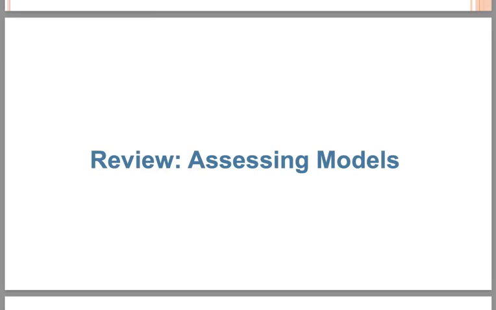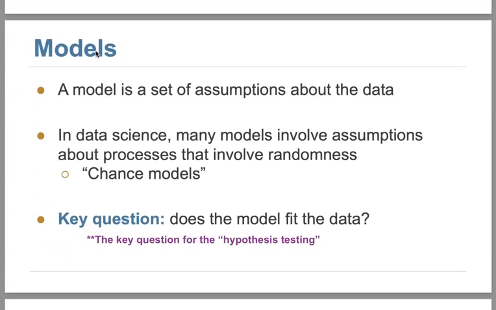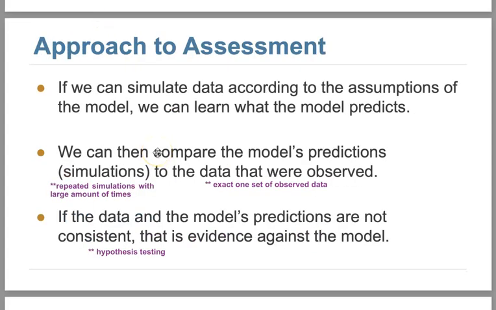Remember we talked about how to assess models. The model is a set of assumptions about data. In data science, we call that the chance model because many models involve assumptions about processes that involve randomness. After we have the model, the most important thing we want to ask is, does the model fit the data well? So the key question is also doing the hypothesis testing. What does that mean? That's about the approach of the assessment.